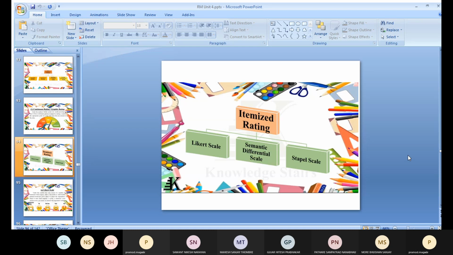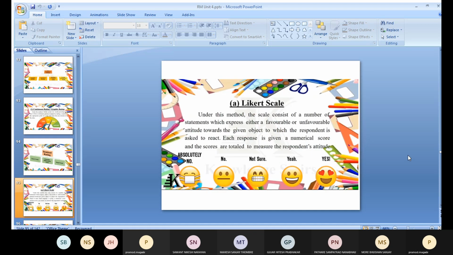What is itemized rating? The type of scale will be found directly from the structure that we are going to learn in the next slide. The basic idea behind itemized rating is that you give the rating in multiple choices. First I'll discuss the Likert scale. Likert scale is nothing but various options given for giving your indication. As I told you, not everyone is excellent, and not everyone is poor or bad in their performance.